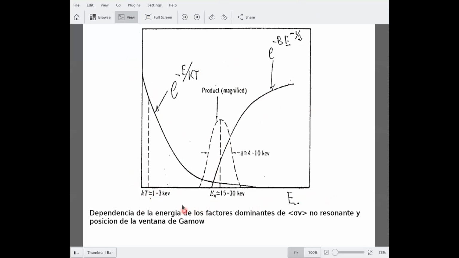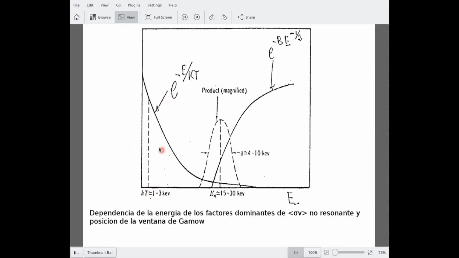Anyway, it's quite difficult. The product of these two creates this bell shape of the increase, because here it is really low, where there are more particles, approximately at the temperature typical of the internal energy of the star, which is 1 to 3 kiloelectron volts, mainly in the particle.